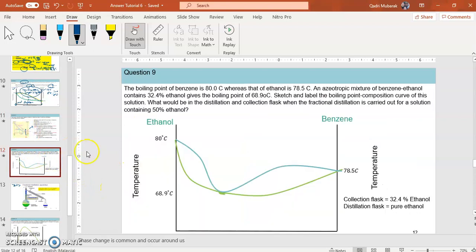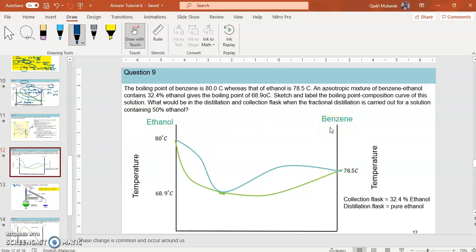And then for the next question, it states that the boiling point of benzene is 80 degrees centigrade, whereas ethanol is at 78.5 degrees centigrade, and the azeotropic mixture of benzene and ethanol contains 32.4% of ethanol, given the boiling point of 68.9 degrees centigrade. The question asks us to sketch and label the boiling point composition curve of this solution, and what would be in the distillation and collection flask when the fractional distillation is carried out for a solution containing 50% of ethanol.